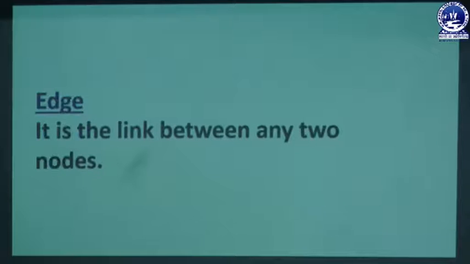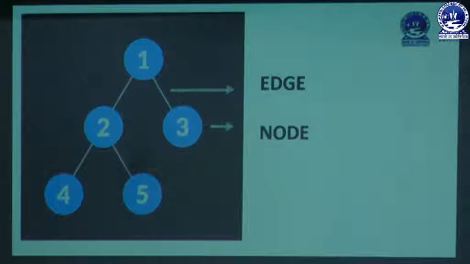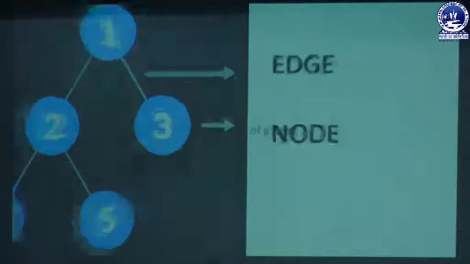Edge. Now we will discuss what is the meaning of edge. It is the link between any two nodes. When there are multiple nodes, those must be connected and the connection is called as edge. Here I have represented in a diagrammatic way the edge and node. You may see it is clearly visible in the slide.